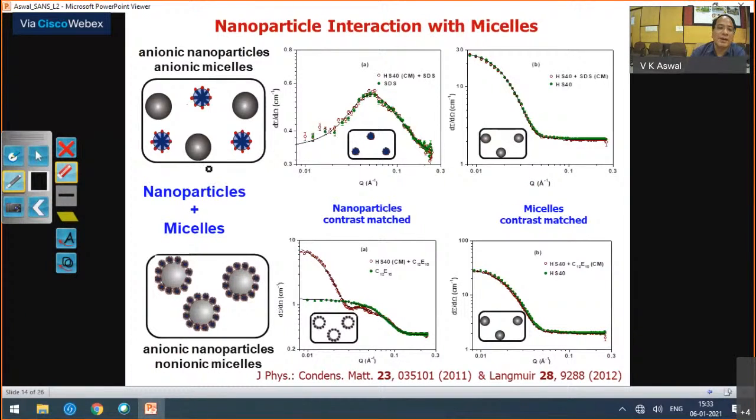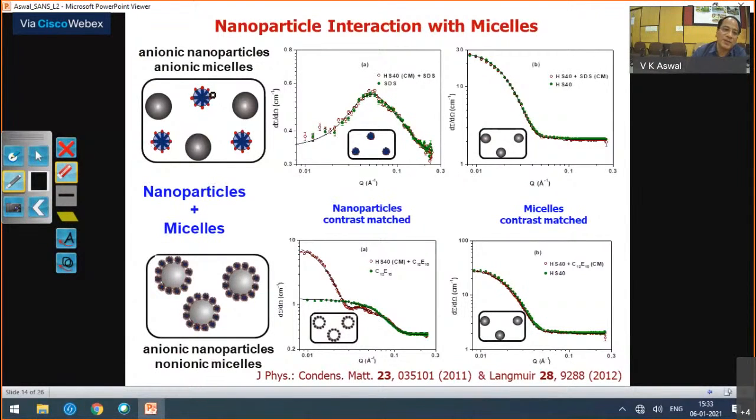So what you do is you contrast match the nanoparticles actually. And once you contrast match the nanoparticles, then from this system, you take the data. So this system will look like this. And then you see whether it is that of only the micelles. So the mixed system and only the micelle individual component under the same contrast conditions, and they exactly match. So what does this mean? This means that they do not physically interact and nothing happens to the micelles. They remain the same with and without nanoparticles, no structural change of these micelles.